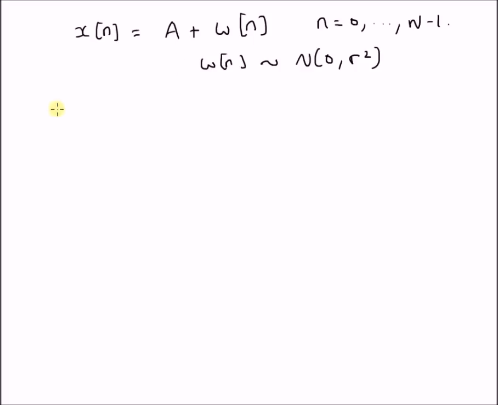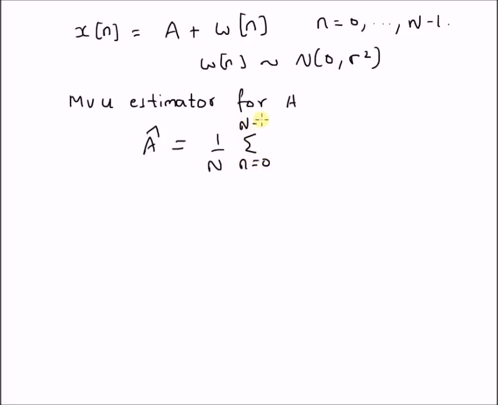a. We already know that the minimum variance unbiased estimator, MVU estimator, for the parameter a is given by a hat is equal to the sample mean, which is 1 by n summation n equal to 0 to n minus 1 x of n. So this is the most efficient estimator in terms of the variance of the estimator basically is equal to the CRB. And obviously this estimator is better than some other estimators.